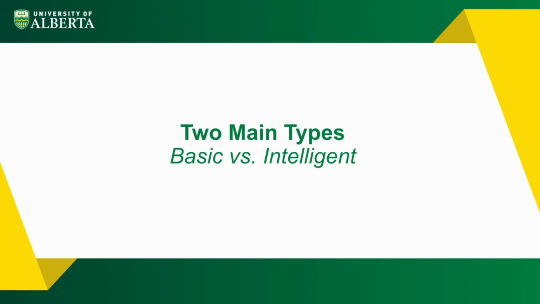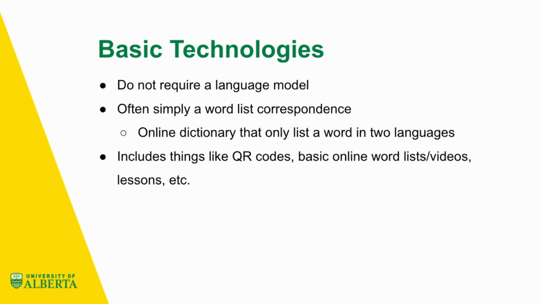So language technology can be divided into two basic types. There is the basic language technologies versus the intelligent language technologies. Basic language technologies do not require a language model. That is something that actually teaches the computer how to use or speak or write a language.